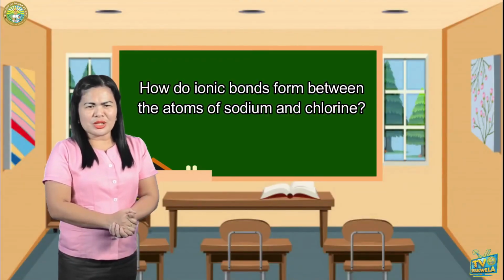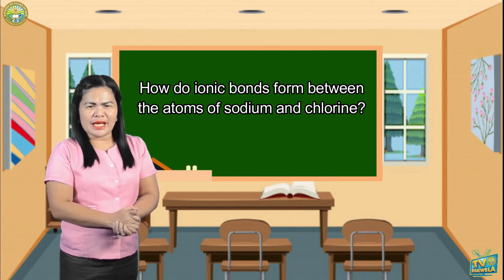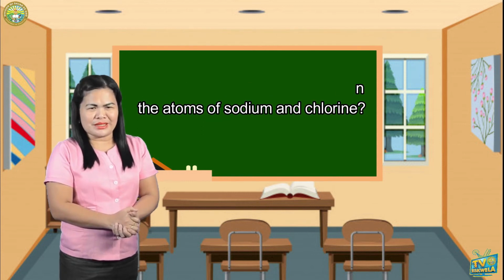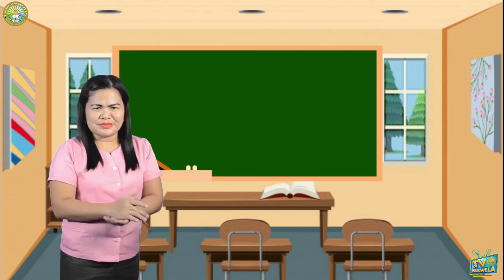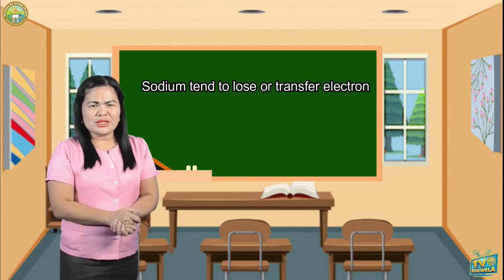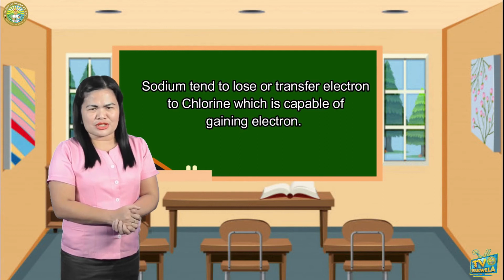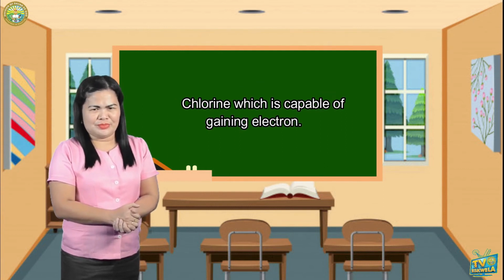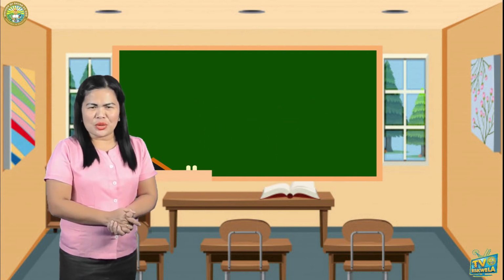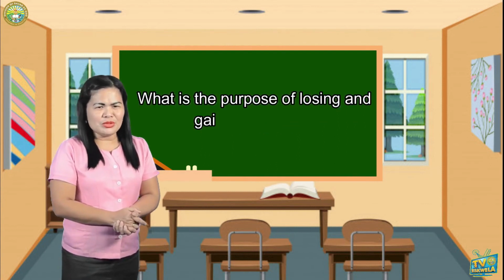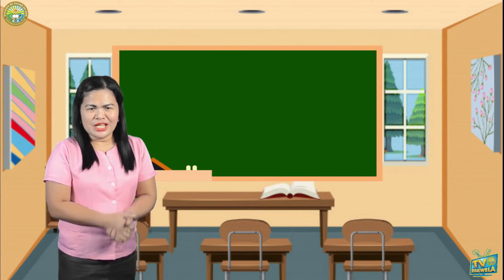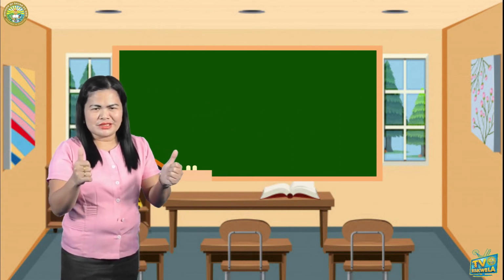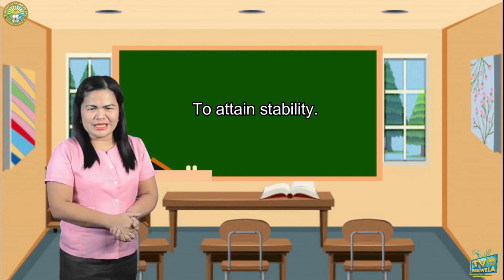So, how do ionic bonds form between the atoms of sodium and chlorine? Correct! Sodium tends to lose or transfer an electron to chlorine, which is capable of gaining an electron. So, what is the purpose of losing and gaining an electron? Terrific! To attain stability.